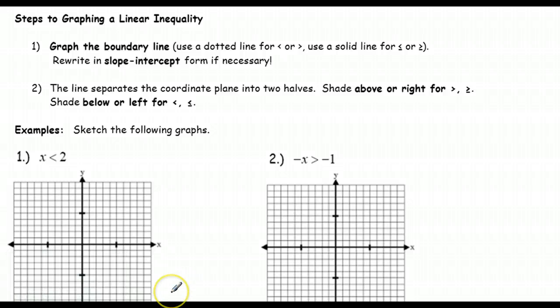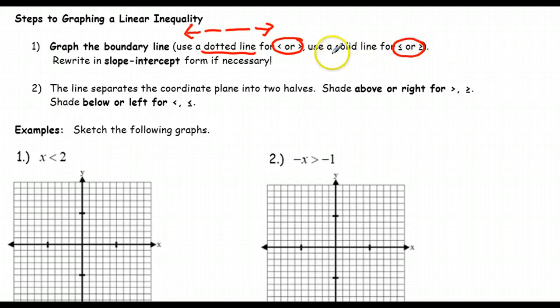Steps to graphing a linear inequality. Step 1. You're going to start by graphing the boundary line. The boundary line is the straight line formed by the graph of the inequality when it's written in slope-intercept form. You are going to use a dotted line. So dotted lines can look like this. And you're going to use that kind of a line when you have the symbol less than or greater than. If you have the symbol less than or equal to, or greater than or equal to, you are going to draw a solid line. So a solid line, having no breaks in it.